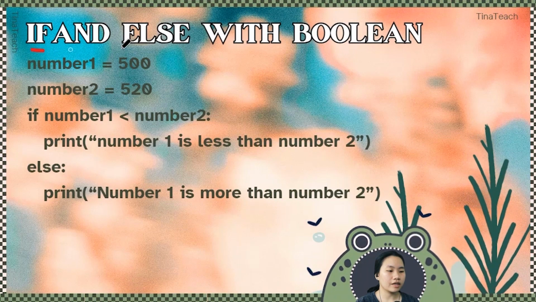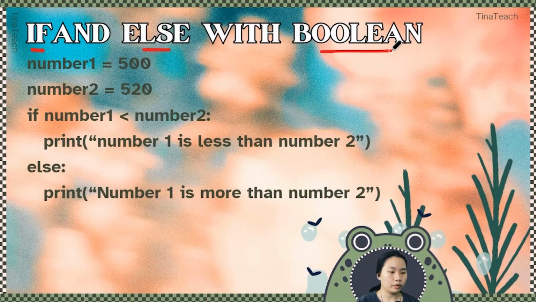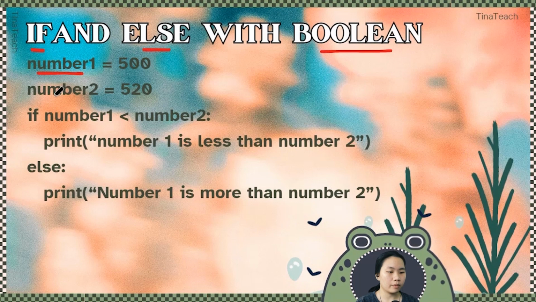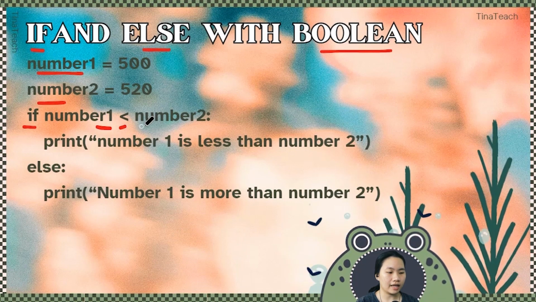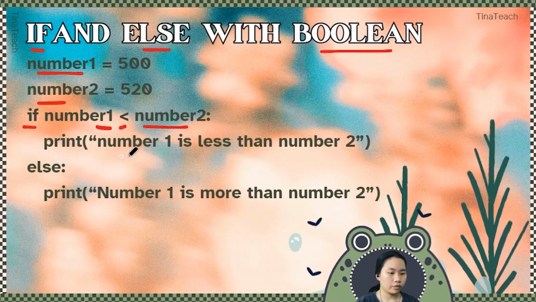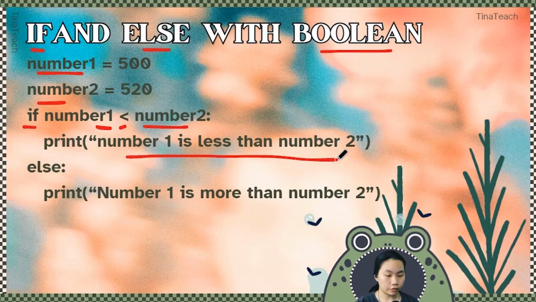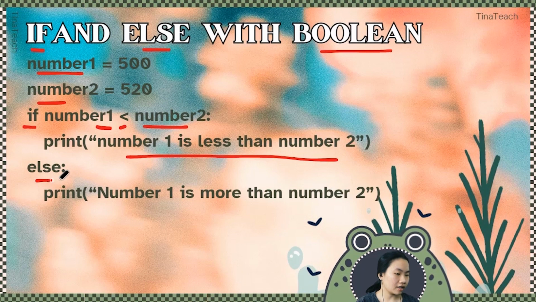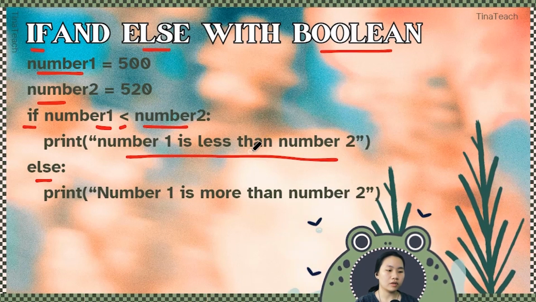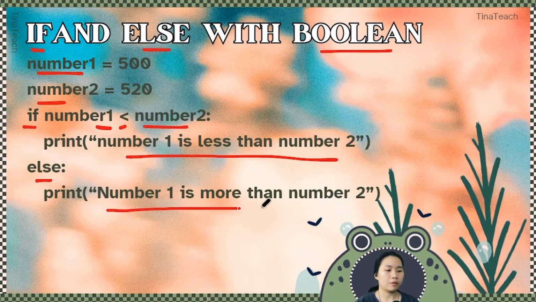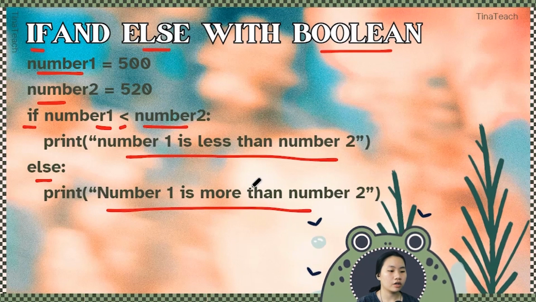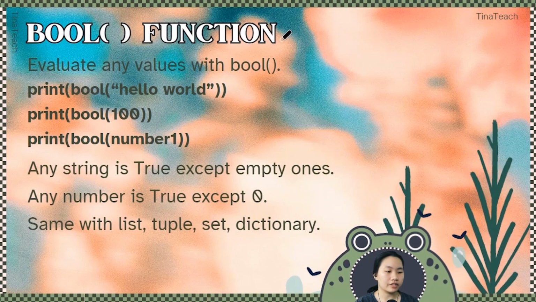Next up, using if and else with boolean. We have the same variables, number 1 and number 2. If number 1 is less than number 2, print number 1 is less than number 2. But if it is not, aka if it is more than number 2, print number 1 is more than number 2. We also have a cheeky little function.